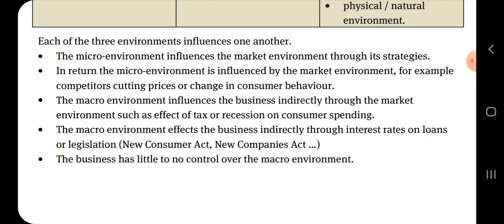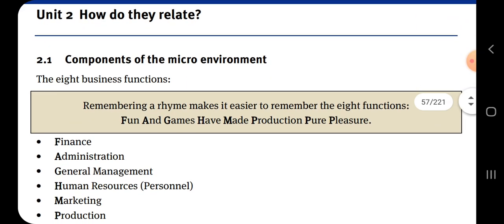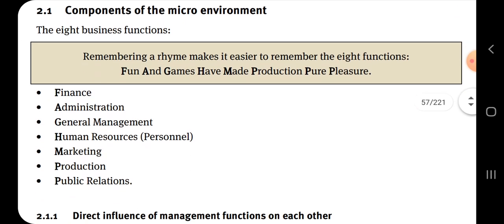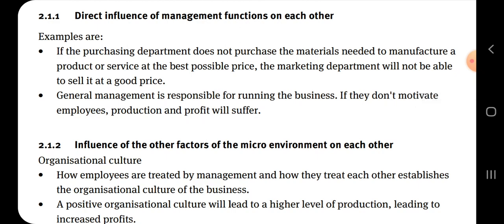So you can learn and read more of that theory. And how do they relate? They do relate, but how? So components of the micro environment, we have the business, the 8 business functions, right? So there is direct influence of management functions on each other. For example, if the purchasing department does not purchase the material needed to manufacture a product or service at the best prices, the marketing department will not be able to sell it at a good price. So general management is responsible for running the business. If they don't motivate employees, production and profits will suffer.